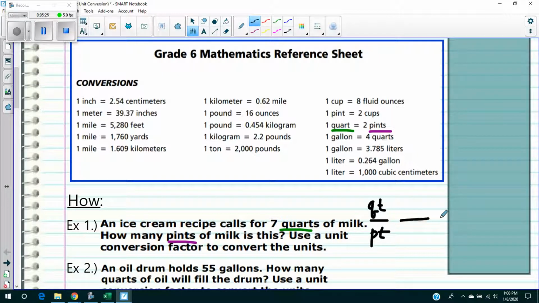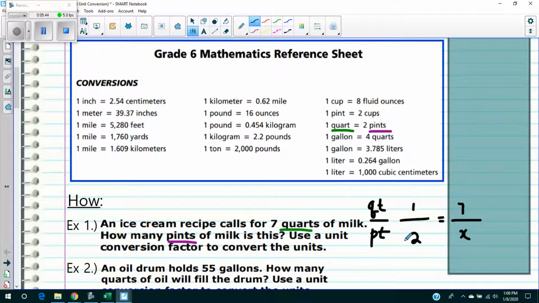So let's set it up. One quart gives you 2 pints, right? Quarts to pints. So 7 quarts is how many pints? I'm going to use X, the letter X.